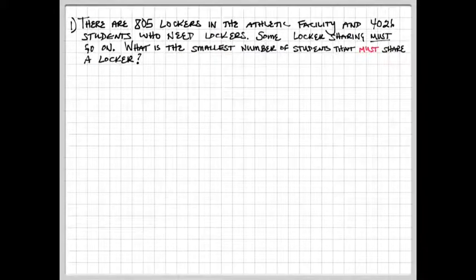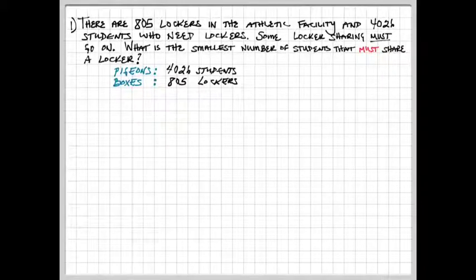Problem 1. We had our 805 lockers in the athletic facility and a lot of students trying to use it. The question is, how many students must share a locker? I like to specify my pigeons and my boxes. In this case, the 4,026 students are playing the role of the pigeons, and the 805 lockers are playing the role of the boxes. And we are assigning students to lockers, pigeons to boxes.